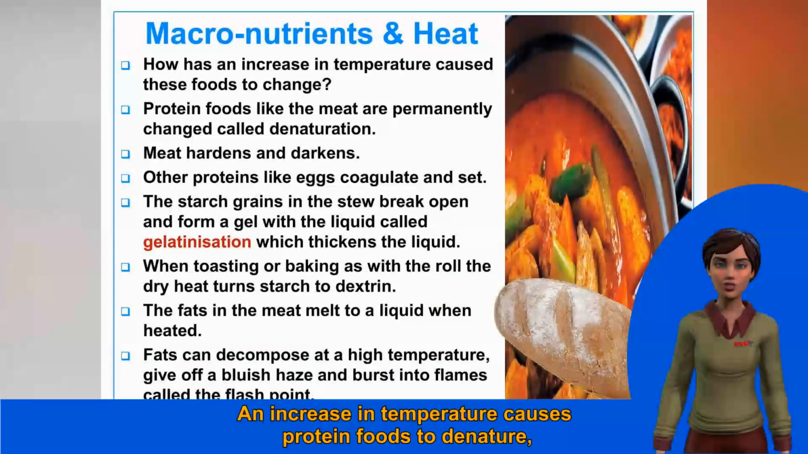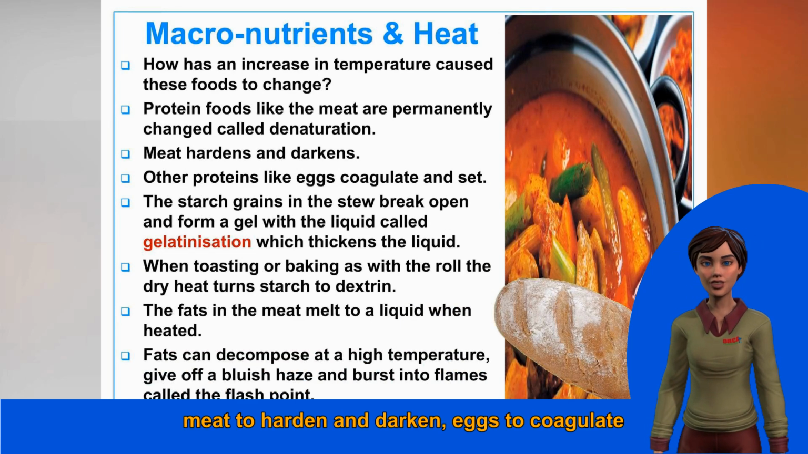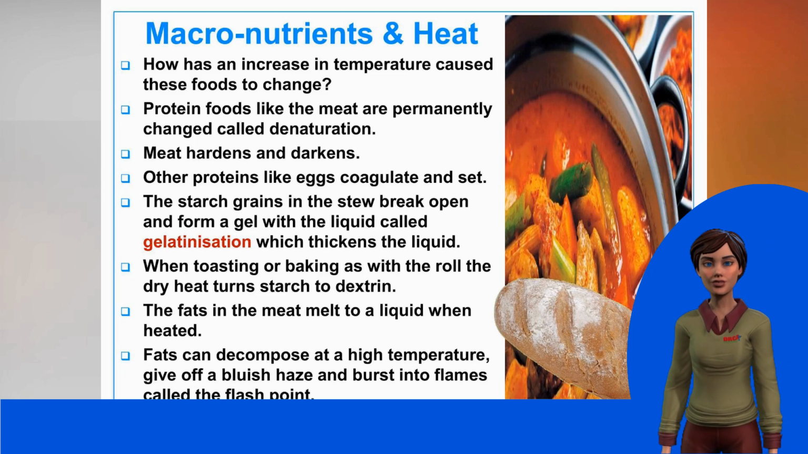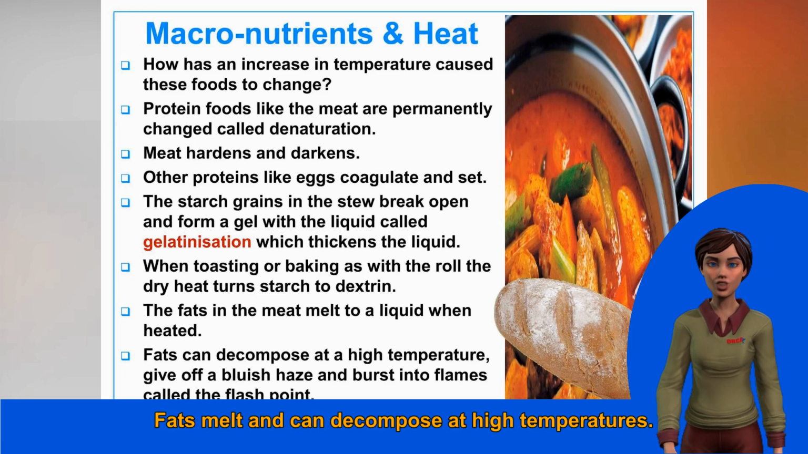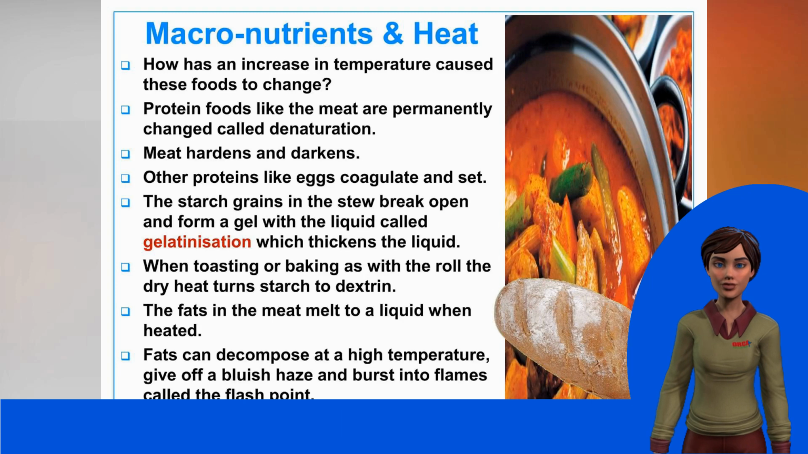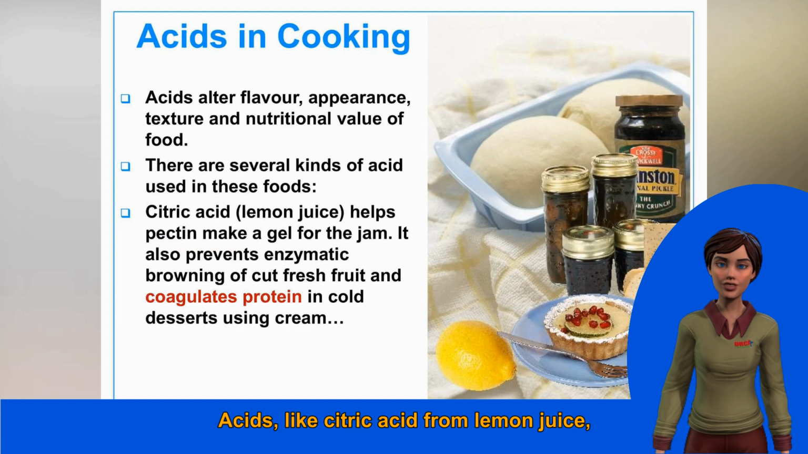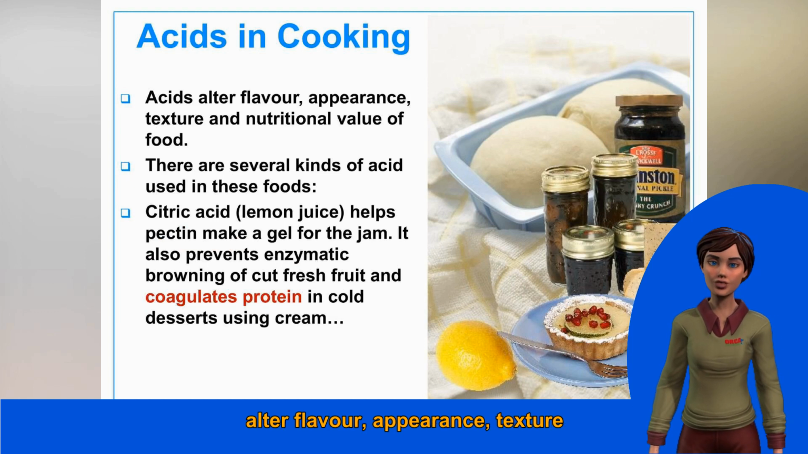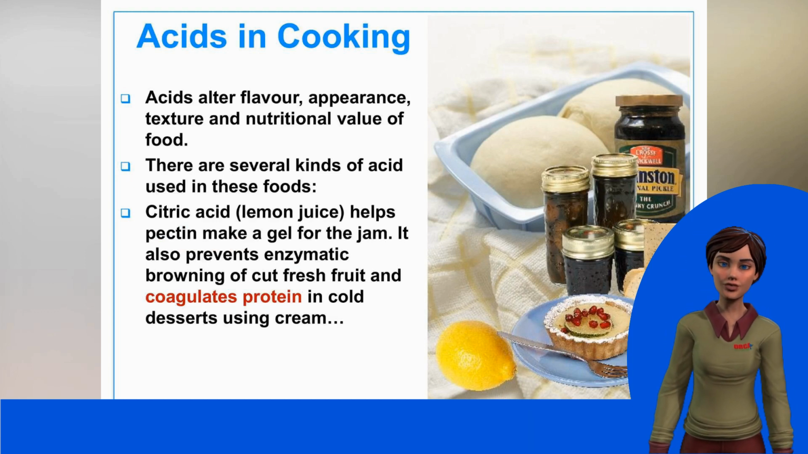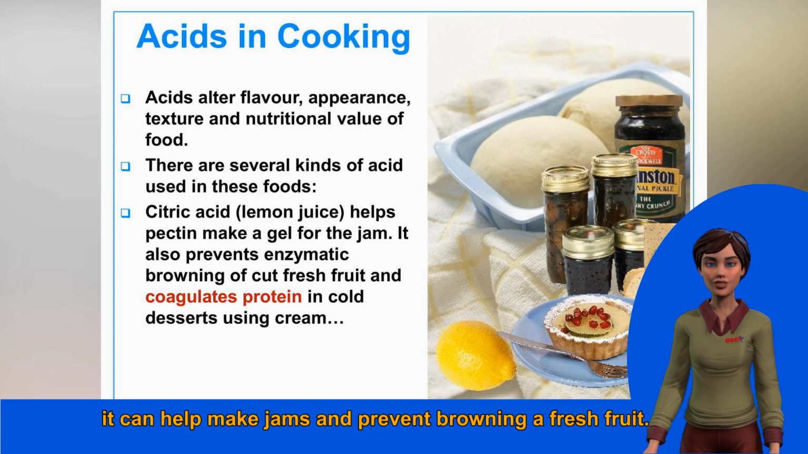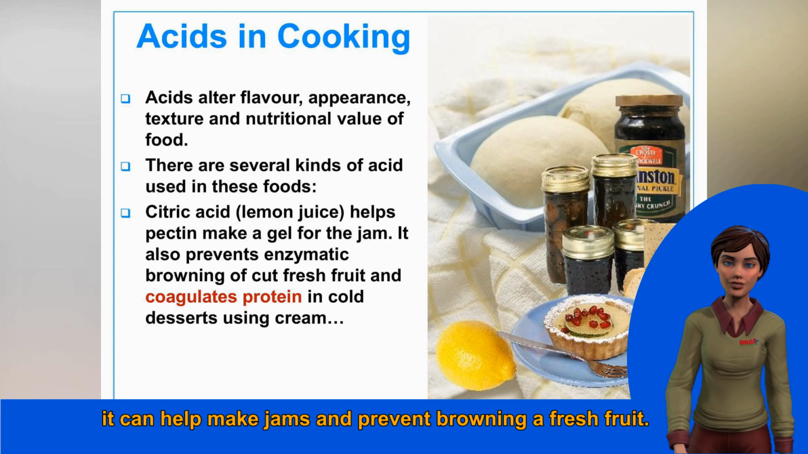An increase in temperature causes protein foods to denature, meat to harden and darken, eggs to coagulate, and starch to gel. Fats melt and can decompose at high temperatures. Acids, like citric acid from lemon juice, alter flavor, appearance, texture, and nutritional value of food. It can help make jams and prevent browning of fresh fruit.